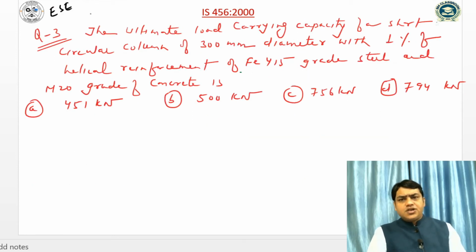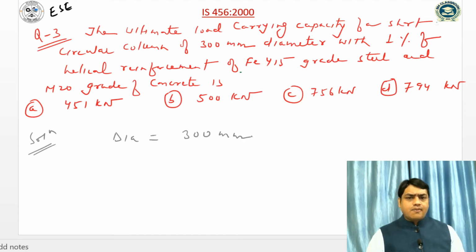This question is asked in the engineering services examination. The ultimate load carrying capacity of a short circular column with 300 mm diameter with 1% of helical reinforcement of Fe415 grade of steel and M20 grade of concrete. So the diameter of the column is 300 mm. So AG, the gross area, can be computed as pi by 4 into 300 whole square. So it will be 0.25 into pi into 300 whole square.